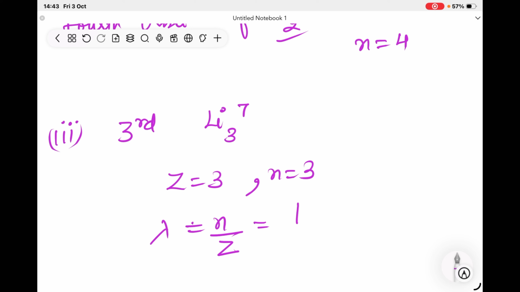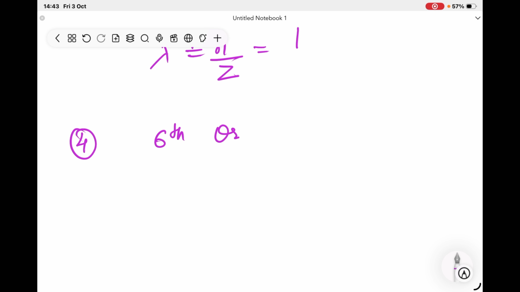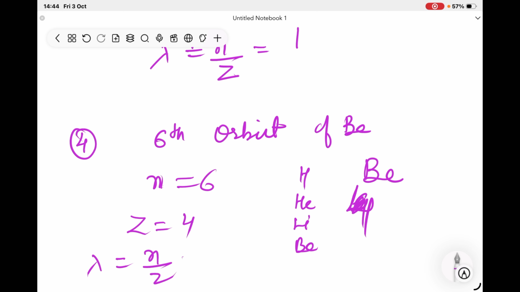Fourth part is sixth orbit of beryllium. So n is 6. And you have to remember hydrogen, helium, lithium, beryllium. So beryllium is 4, 5 is boron. So z is 4. So your lambda will come as n by z. So it will be 6 by 4. It will be 3 by 2.